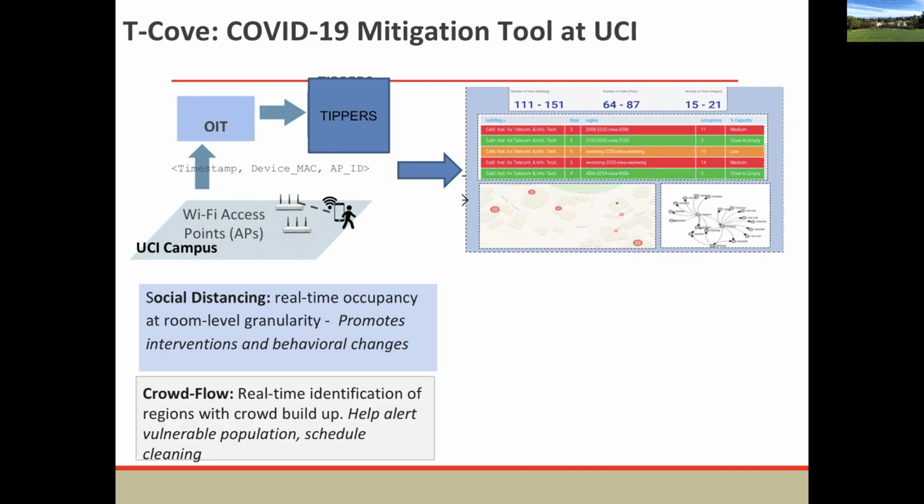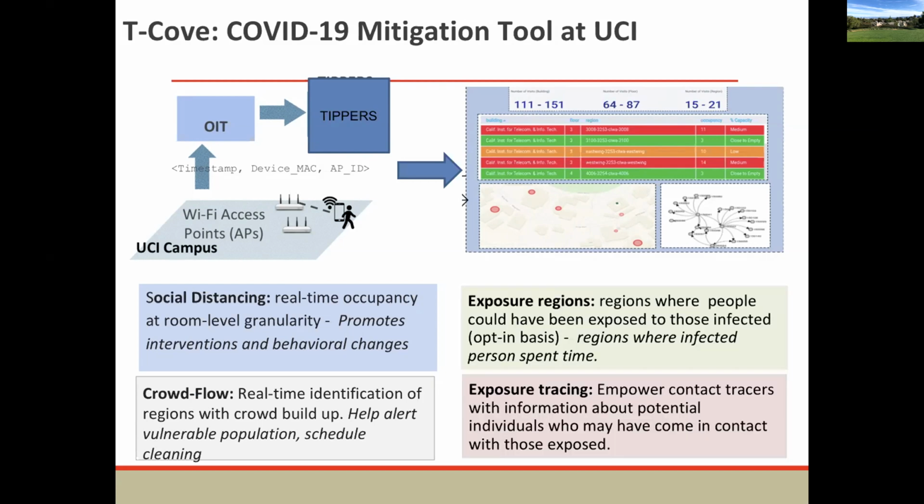Another is crowd flow. What are the regions where a lot of people have been passing through? This can, for example, help give alerts to vulnerable populations and schedule cleanings. We also have information about who came in contact with whom at the coarse level, which can help us identify exposure regions. Where are the regions that are exposed in space and time?